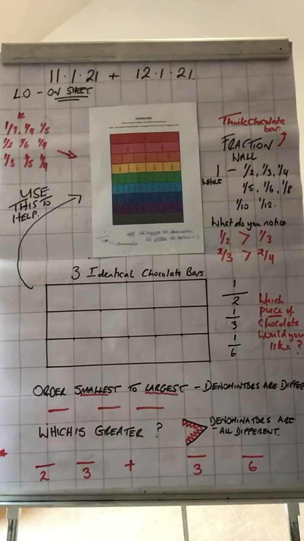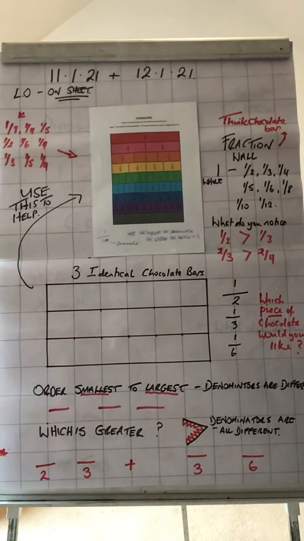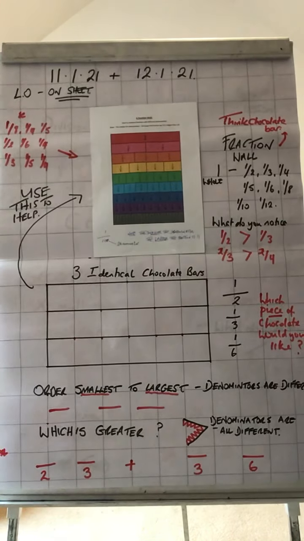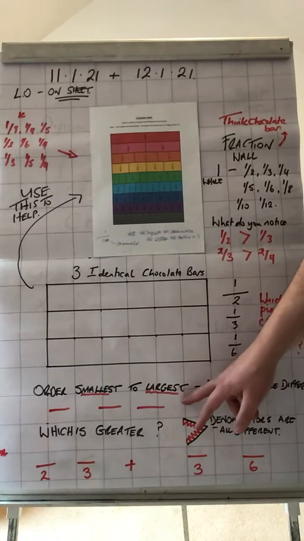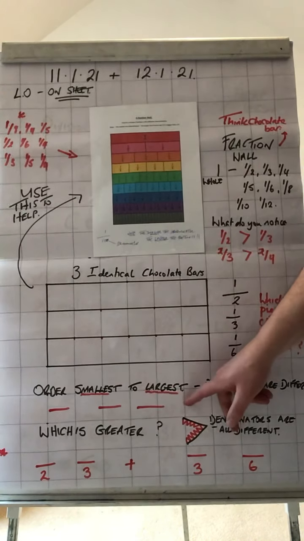This is going to be a double video because it's going to be for lessons on Monday and Tuesday. So the 11th and the 12th, which is next Monday and next Tuesday. So the two learning objectives that we're going to be looking at is on Monday, you're going to be ordering fractions again from the smallest fraction to the largest fraction.